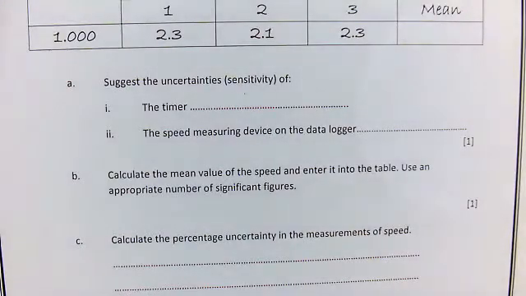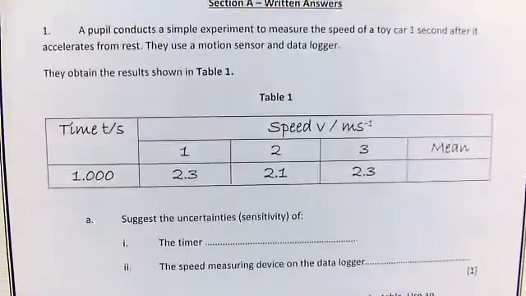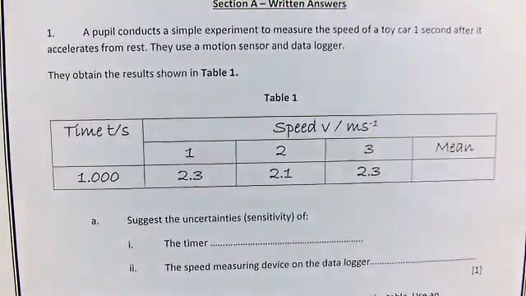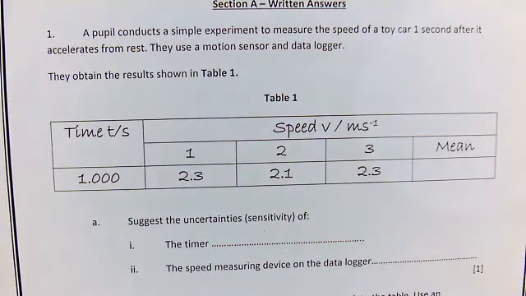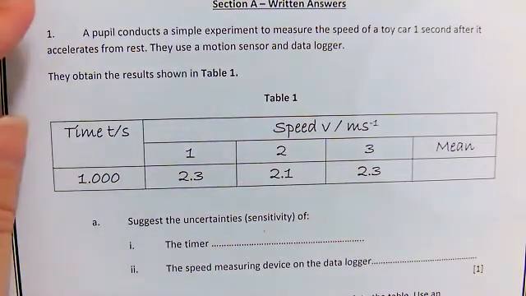So without any further ado, I'm wittering away here. We're starting off with a simple question. Remember, section A is always written answers, and question 1 is always something about units, dimensions, measurement techniques, and so on.